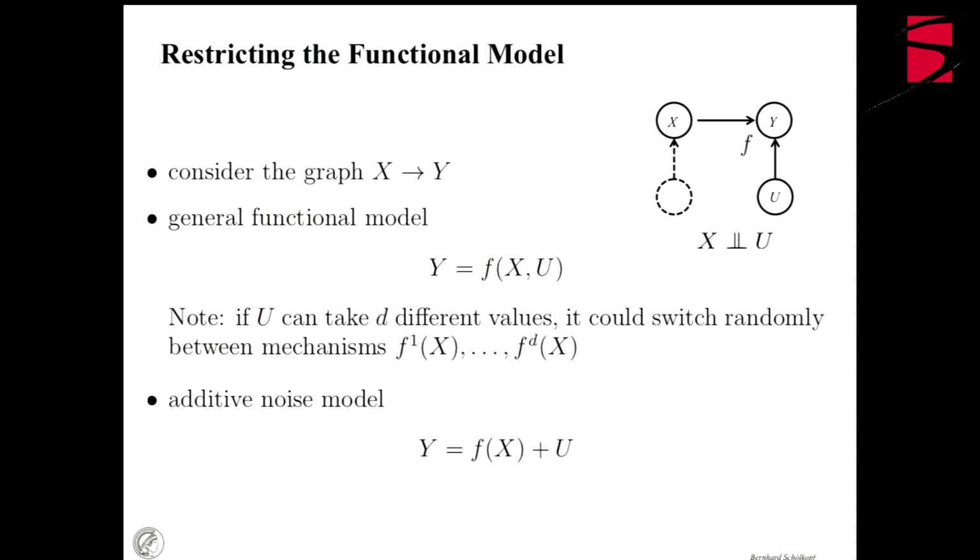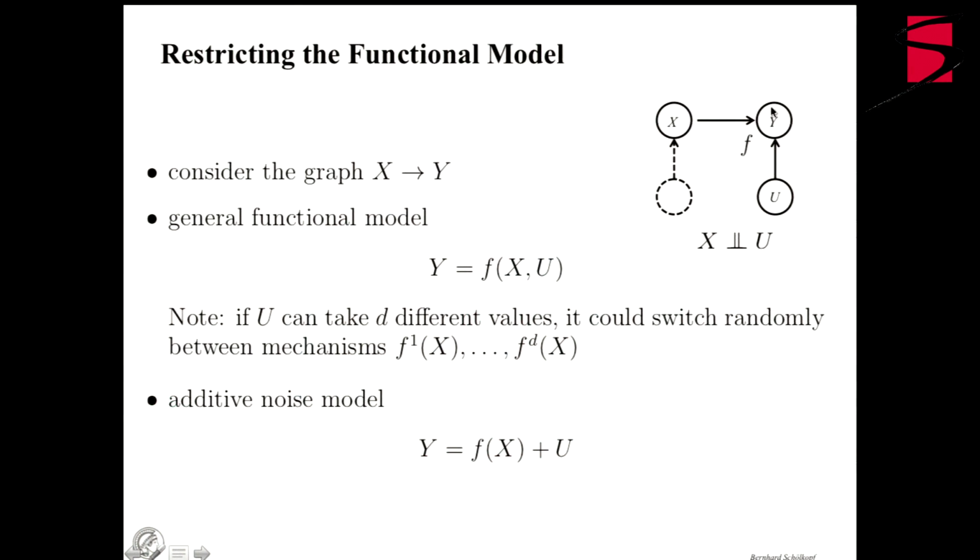The second idea, how to handle this cause-effect problem, is to restrict the functional model. So I told you before that a priori there are no restrictions on which functions we put on the nodes in this graph, which seems, from a machine learning point of view, quite scary, because normally if we have no restrictions on the functions we learn, then we can't do anything. So let's think about this for the two-variable case for a second. So this is our general functional model.